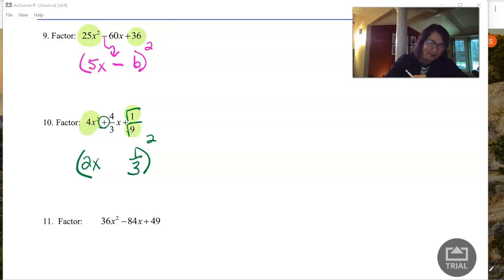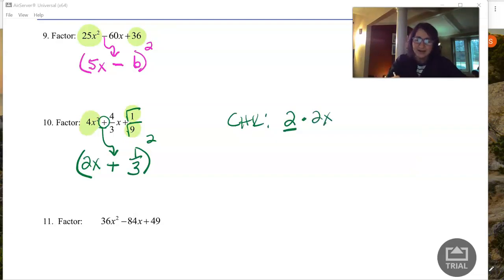Now, this plus sign goes in your binomial. Well, now let's check this. Okay, so it's going to be 2, that's my formula, times my first term, which is 2x, times my second term, which is 1/3. Well, 2 times 2x, that's just 4x over 3. That's exactly what I have for my middle term. So it checks out. Pretty cool.